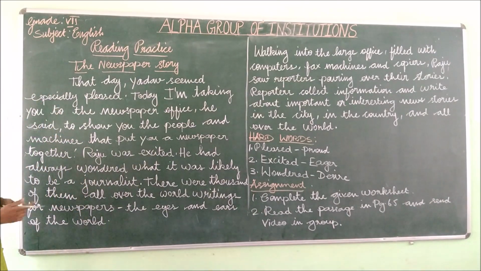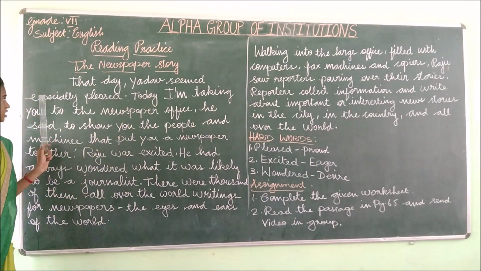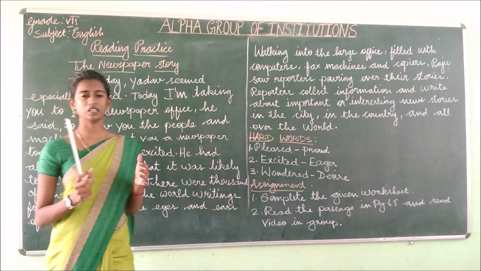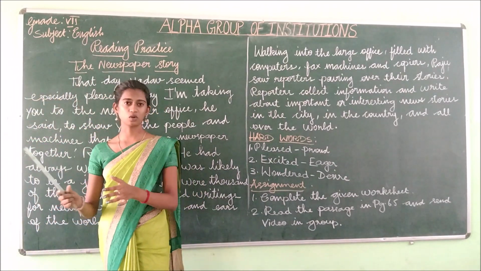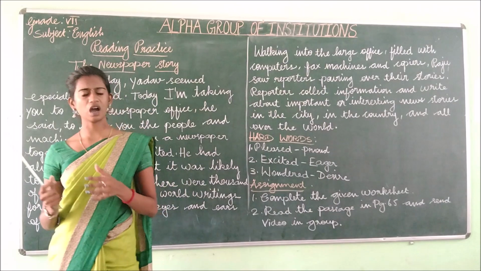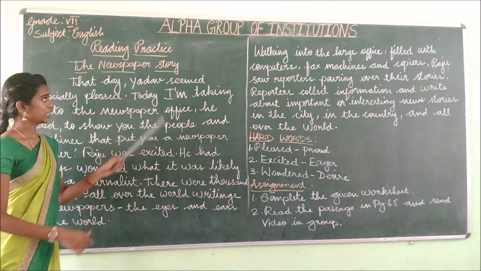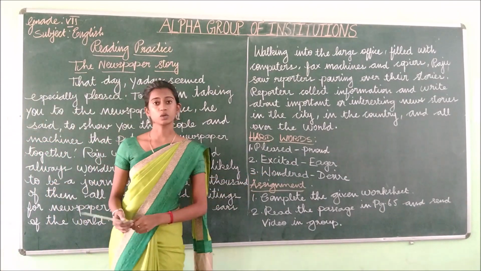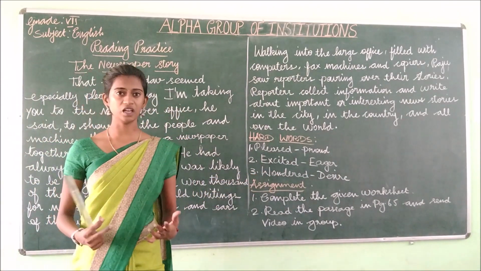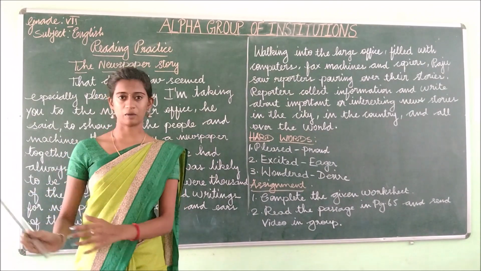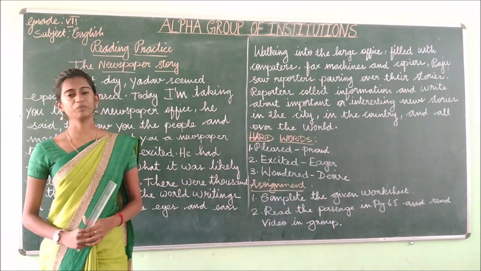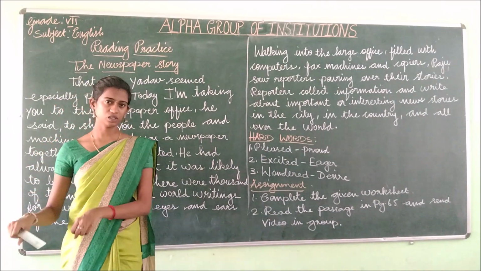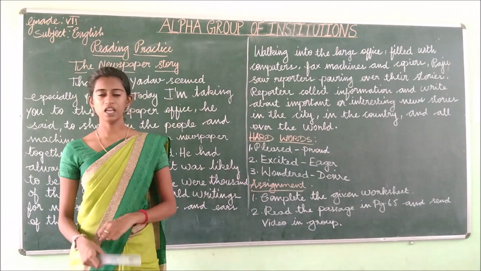Okay, I will explain it. That day, Yadav seemed especially pleased. So Yadav is a person. Okay, so the boy who delivers newspaper first goes to Yadav's house. So how does Yadav feel? He seemed especially pleased. So the meaning of pleased is proud. So Yadav is very proud of the boy who is delivering the newspaper from one place to another place. Okay, so he is having a rickety bicycle. It means old bicycle, and using this bicycle he goes to deliver the newspaper.